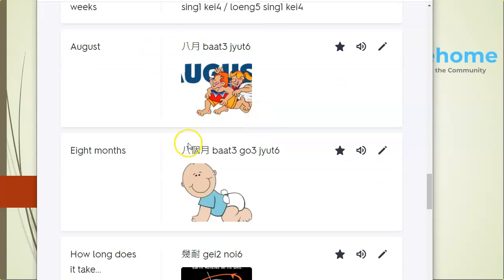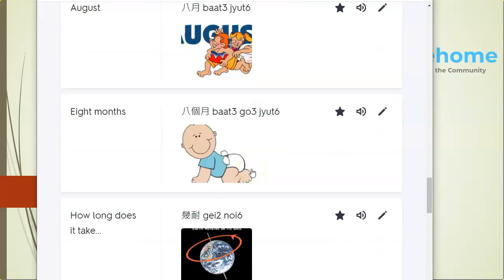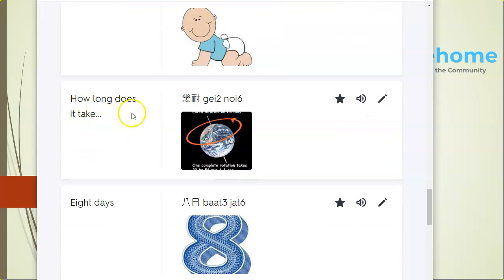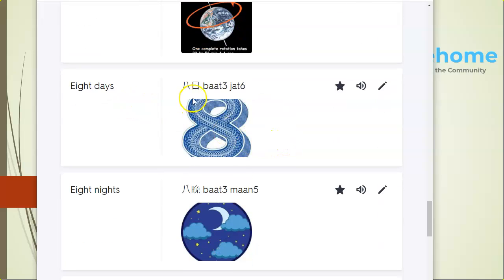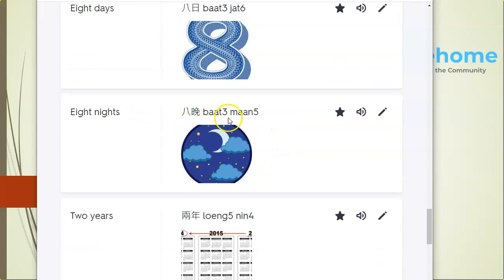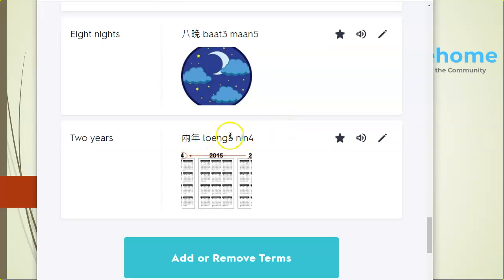Yeah, if you add a 個 here, then it will be like a baby. 8 months, baby. 8個月, baby. So it's how long does it take? 幾耐? 8日, 8晚, 2年. Okay, so here we go.